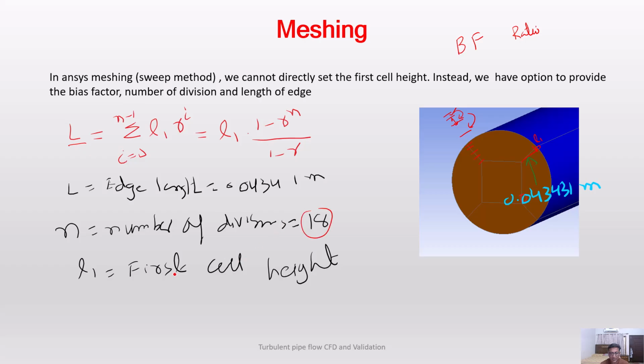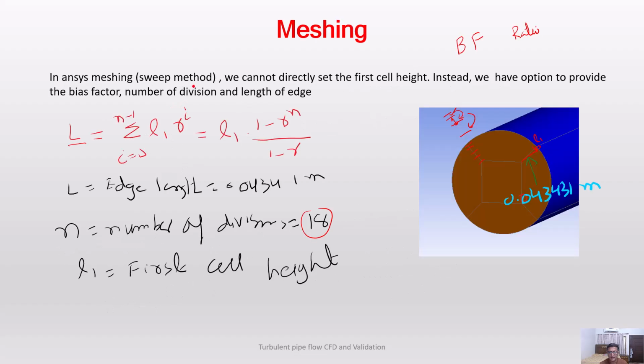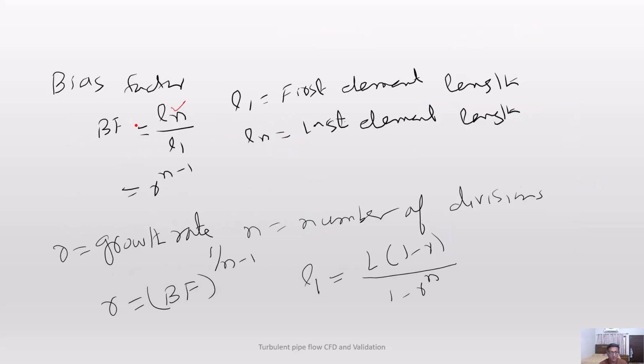So the first cell height is L1. From here I use a biasing factor formula, that is Ln divided by L1. This is the last cell, which is Ln, and this is the first cell, which is L1. So the biasing factor is the ratio of the last cell height divided by the first cell height, and this is also equal to R power n minus 1.